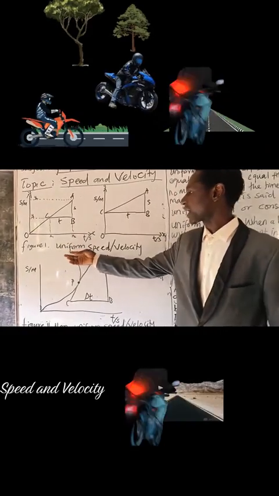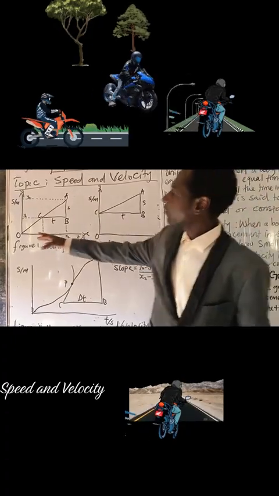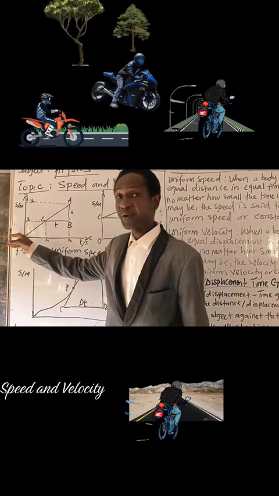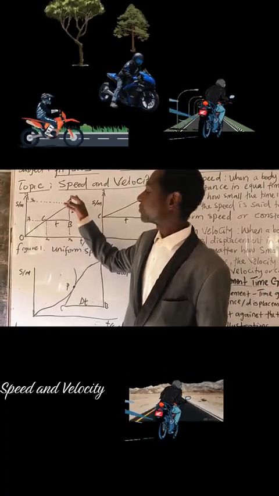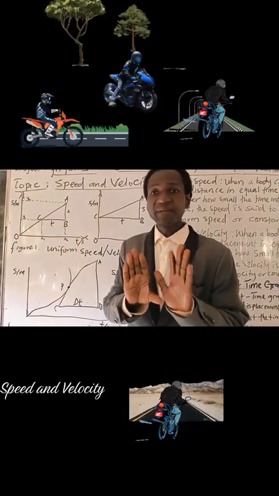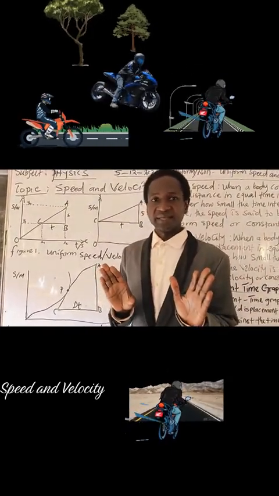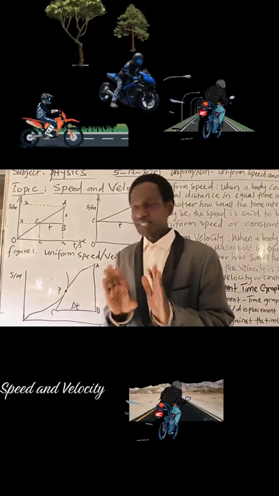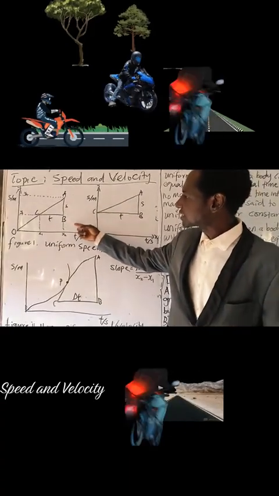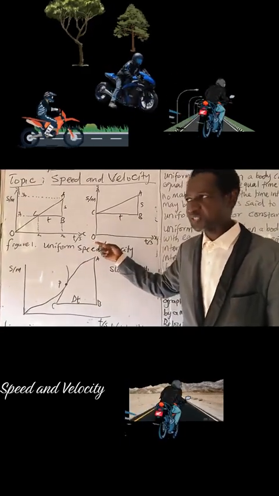In figure 1, we have the uniform speed and velocity, where the body starts from the initial point up to where the body stops. The body has the same velocity or the same speed. So this graph is a graph of uniform speed or uniform velocity.